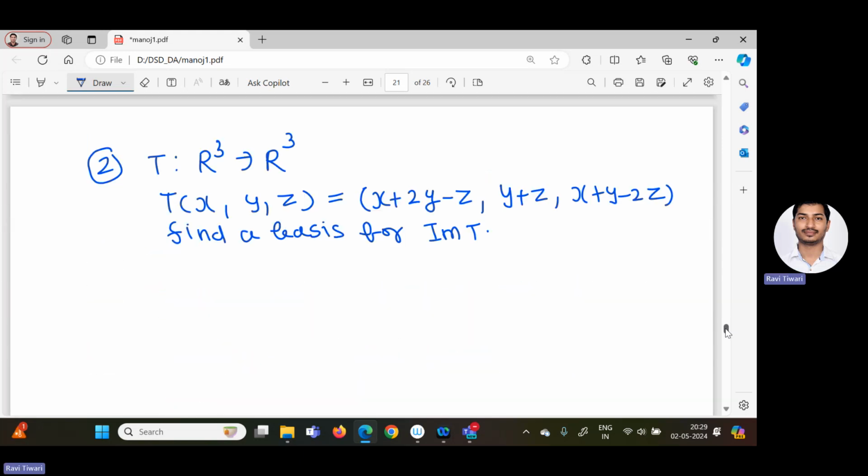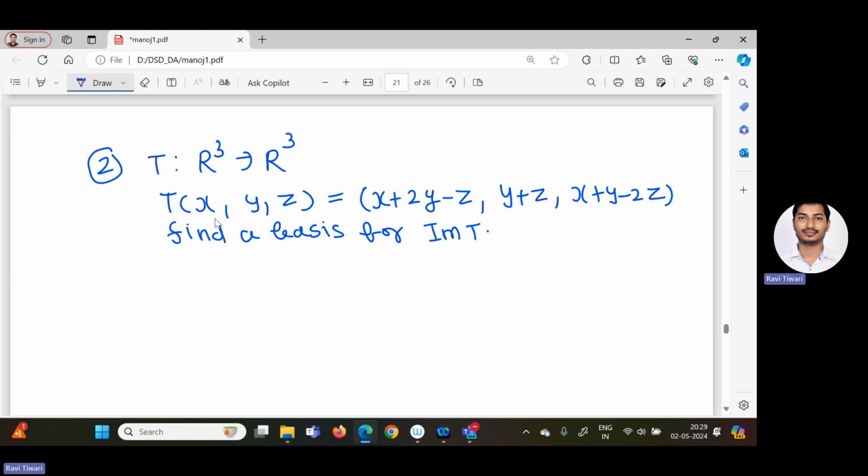Next problem is given. T is a linear transformation from R cube to R cube. T of x, y, z is given as x plus 2y minus z, y plus z, and x plus y minus 2z. So how will you find a basis for the image of T? Basically, we have to calculate the image of this linear transformation. But how will you calculate it, because we don't have any input?